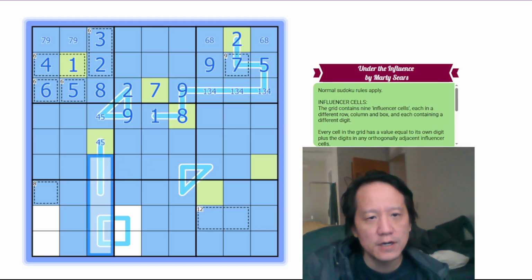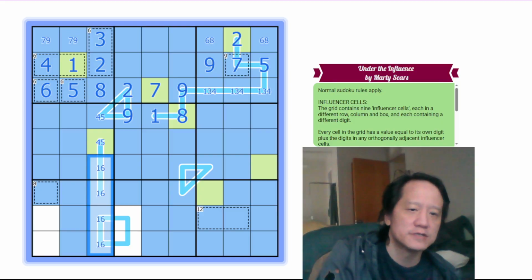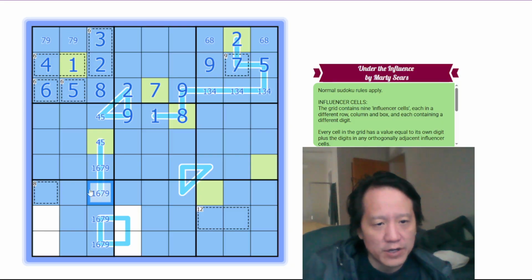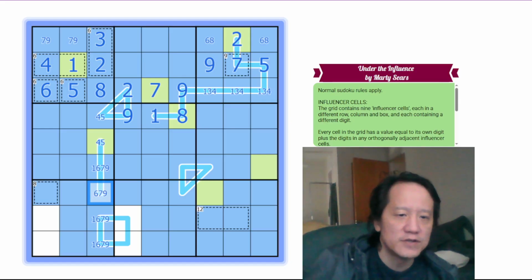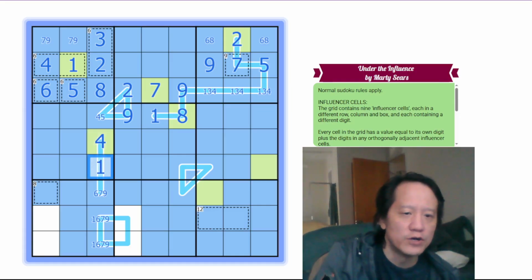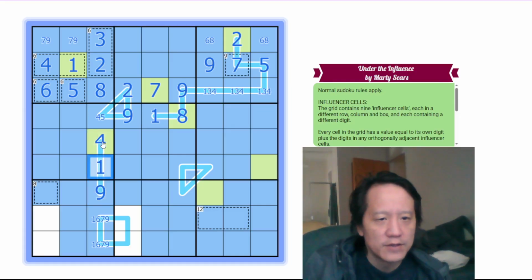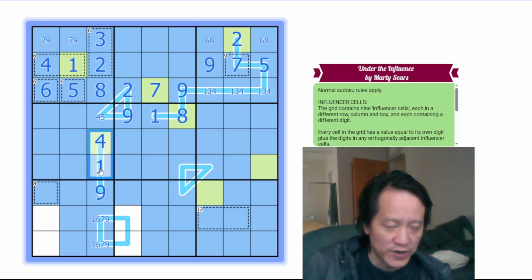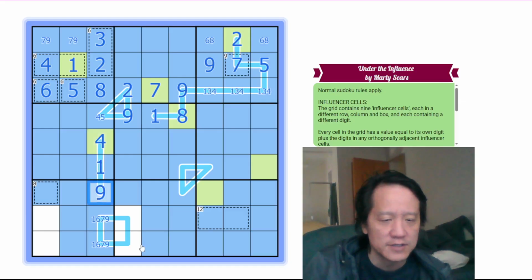Remaining digits in column 3 are 1, 6, 7, 9. Obviously, this can't be 1 because it has no influencer next to it. So this value has to be double what this is plus another digit equals another digit. So this must be 4, 1, and 9, right? The value of this cell is 4. The value of this cell is 1 plus 4, which is 5. So 4 plus 5 is 9.